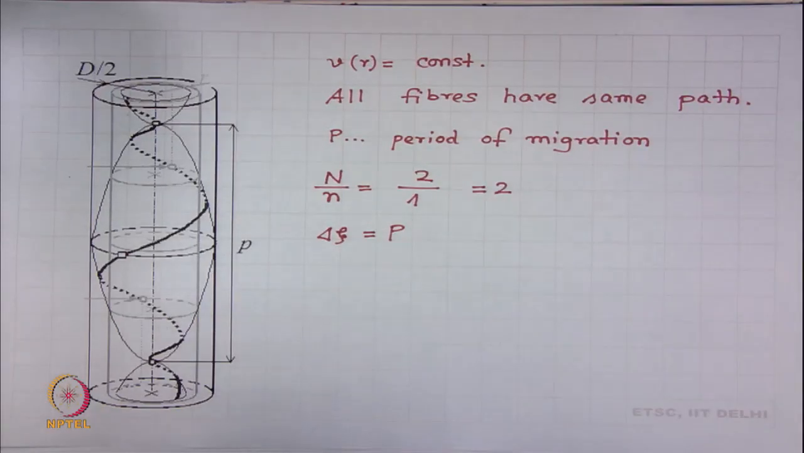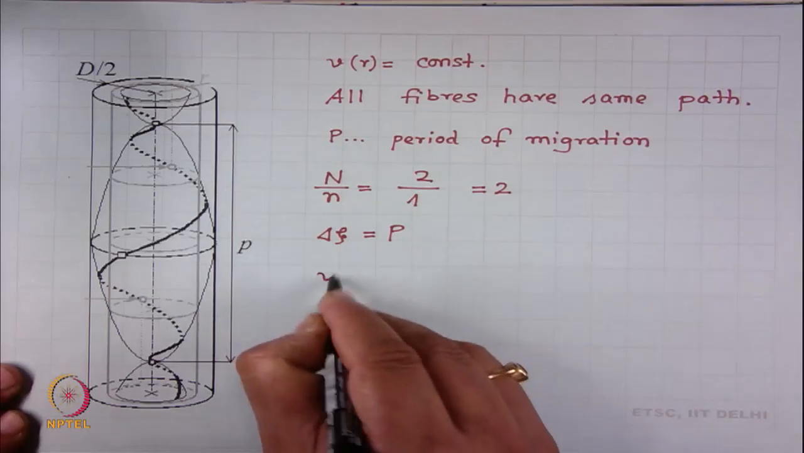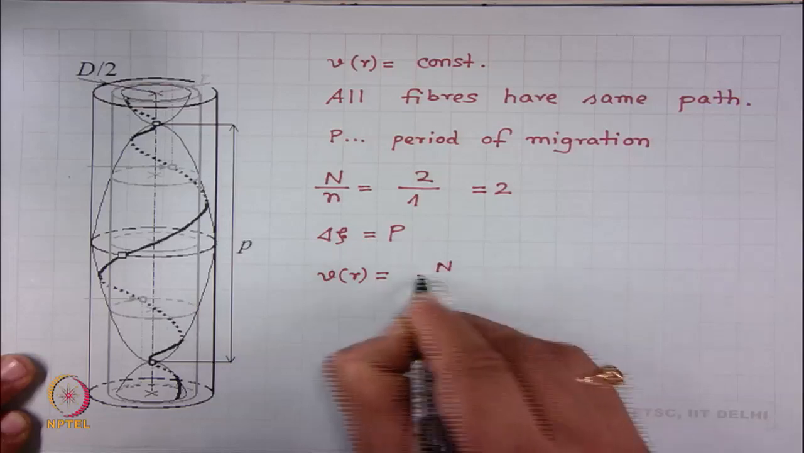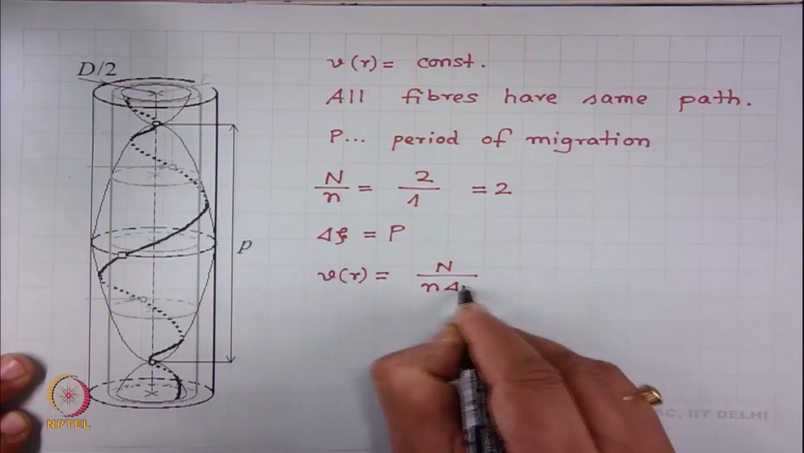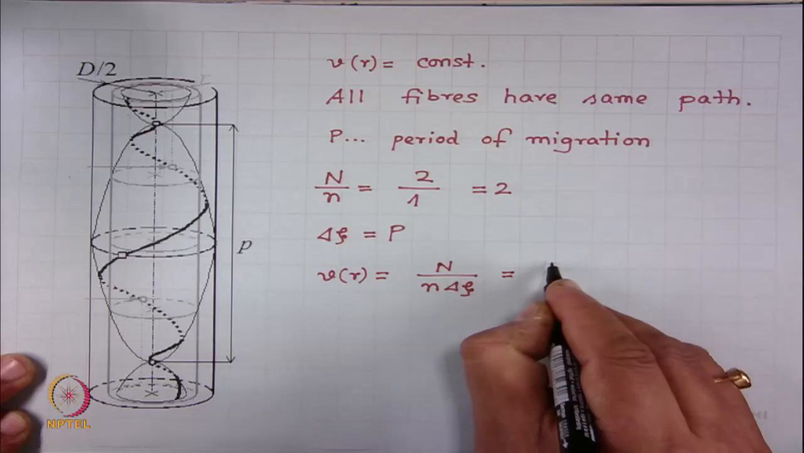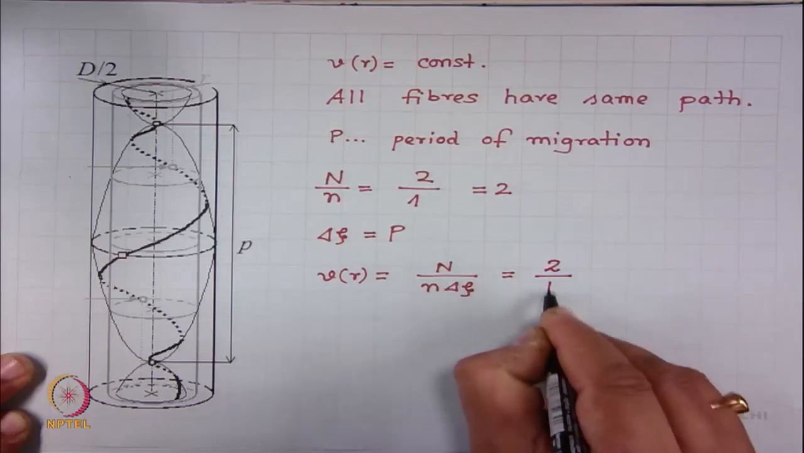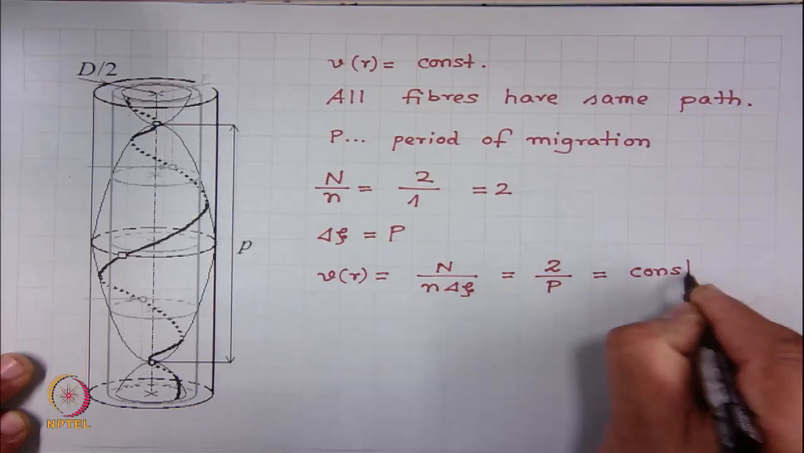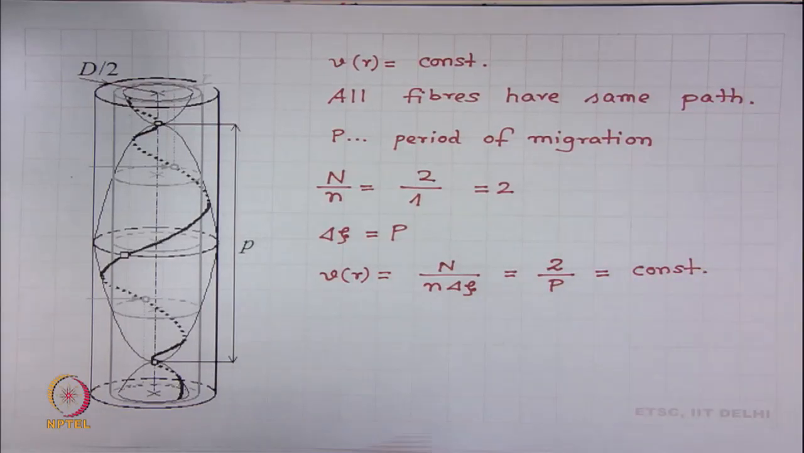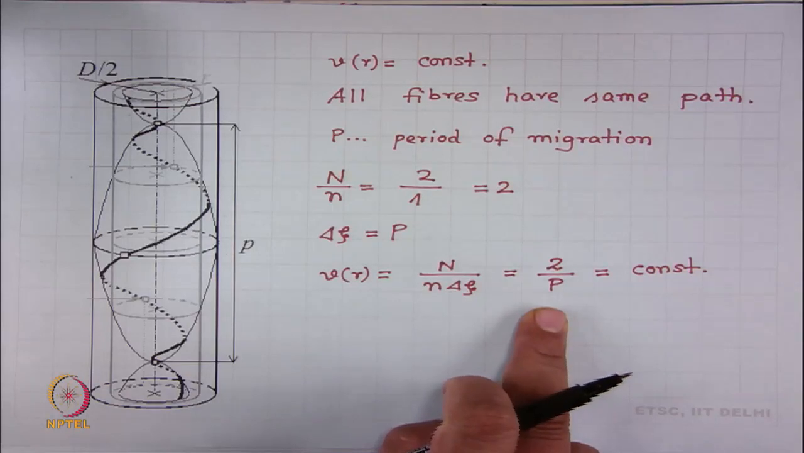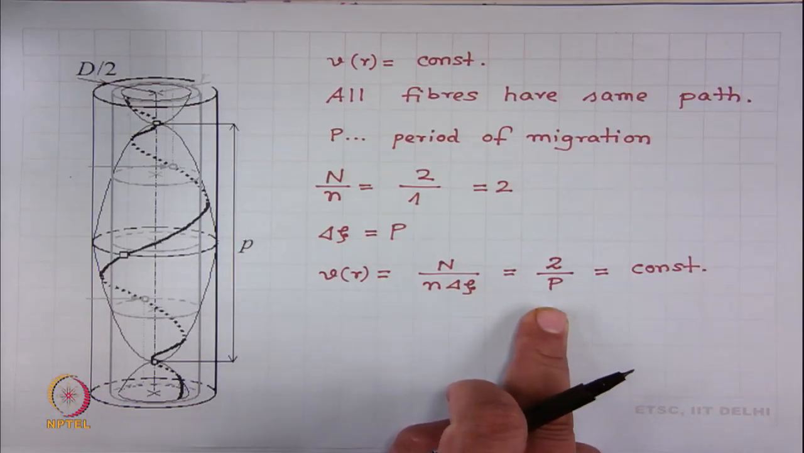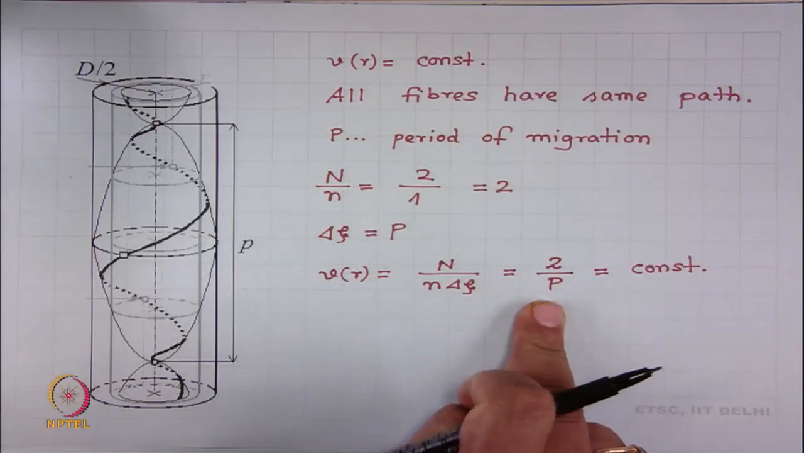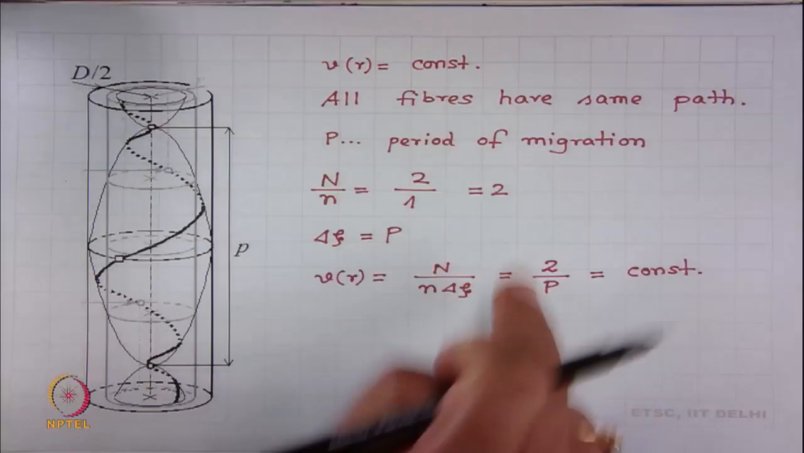Okay. So, what is your nu r? Nu r was capital N by small n into this. So, that is equal to 2 by P. This value is constant. All fibers will have same period. This is the interpretation of this assumption. Of course, it will be, because we assume all fibers have same path.